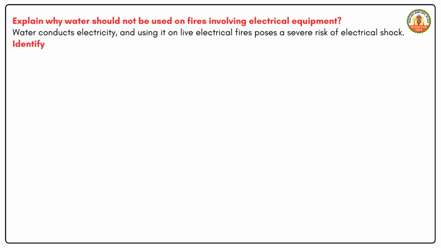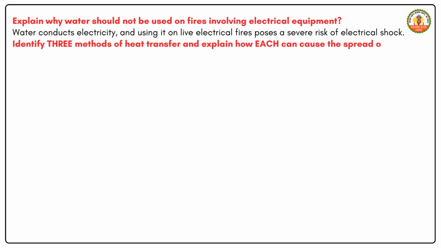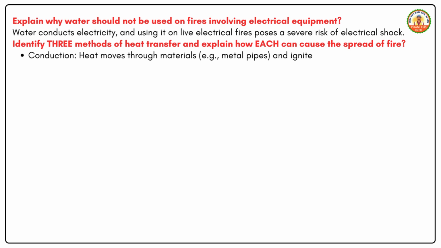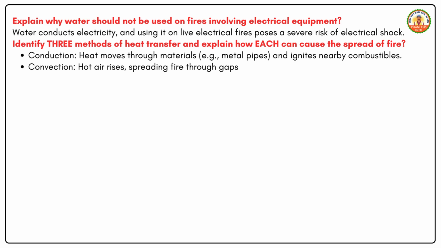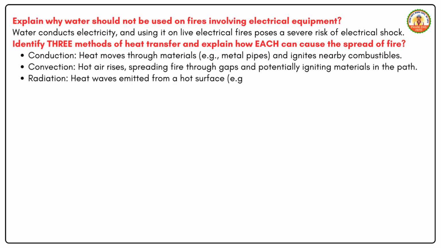Identify 3 methods of heat transfer and explain how each can cause the spread of fire. Conduction, heat moves through materials, example, metal pipes, and ignites nearby combustibles. Convection, hot air rises, spreading fire through gaps and potentially igniting materials in the path. Radiation, heat waves emitted from a hot surface, example, red-hot metal, can ignite nearby materials.